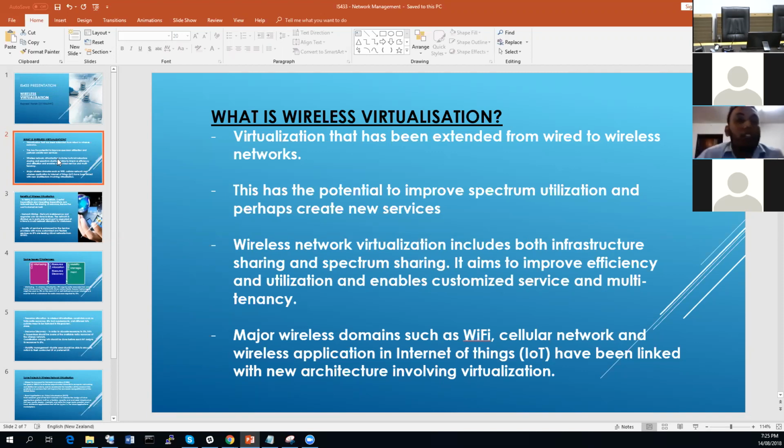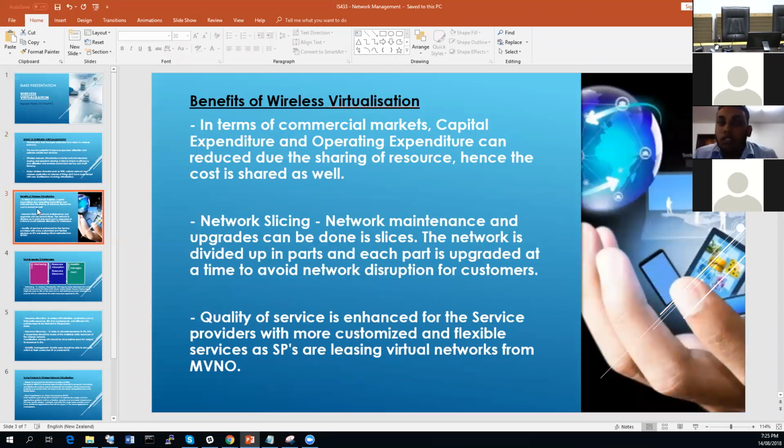Major wireless domains such as Wi-Fi, cellular networks, and wireless applications in IoT have been linked with new architectures involving virtualization. The motivation behind wireless virtualization follows from the observed benefits that we have seen in wired networks, that is the ability to embed virtual networks on physical infrastructure. In terms of commercial markets, the capital expenditure and operating expenditure can be reduced due to sharing of resources. Network slicing: basically, when a service provider or a mobile network operator wants to do some upgrading or maintenance work, they'll be able to divide up the network and upgrade a particular part of it, and avoid network disruption for customers, as there will still be services available for them to utilize.